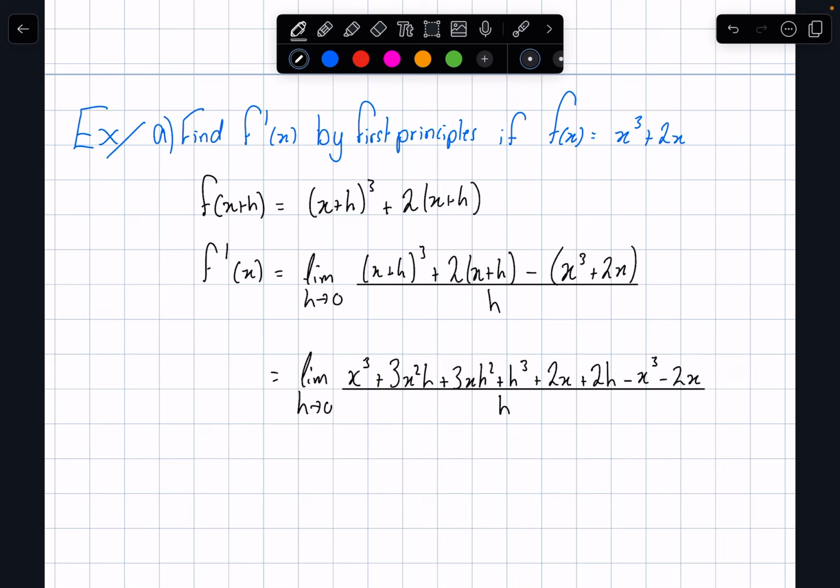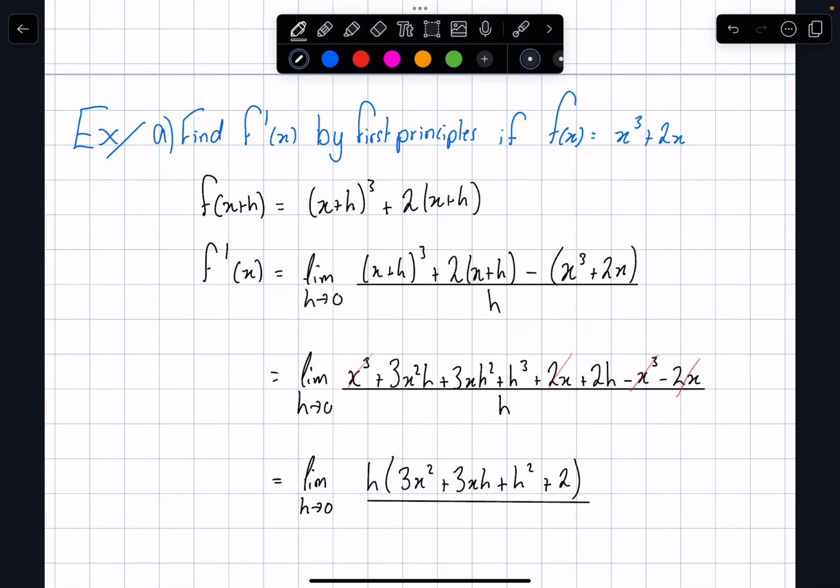So it's pretty long, but what we'll notice is a few things will cancel out. So x cubed and minus x cubed, they cancel out, so I'll cross those out. And then I've also got 2x minus 2x, so they also cancel out. Now you'll notice every term that's left has an h in it. So in this next step, I'm going to rewrite the equation with all the crossed out terms gone, but I'm also going to take a factor of h out from each remaining term. So that means I'm left with 3x squared plus 3xh plus h squared plus 2.